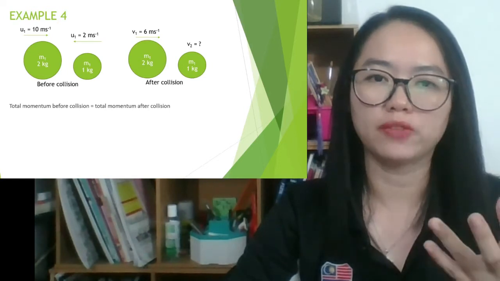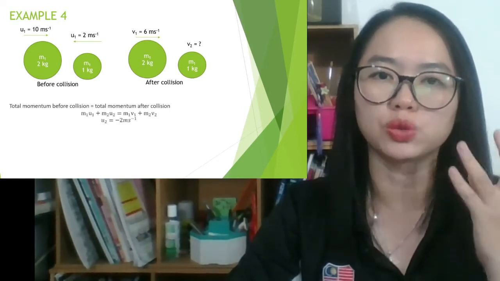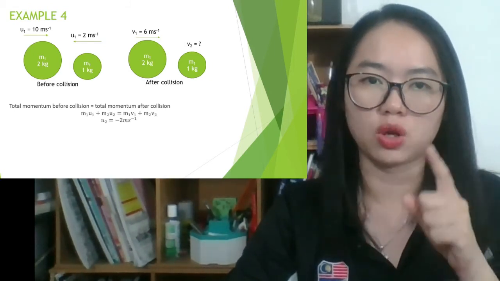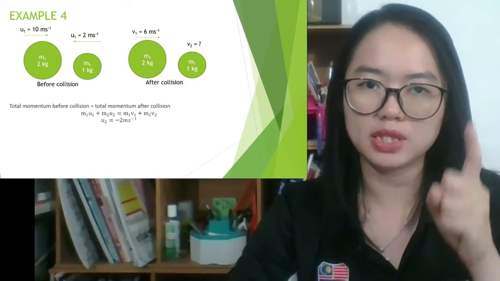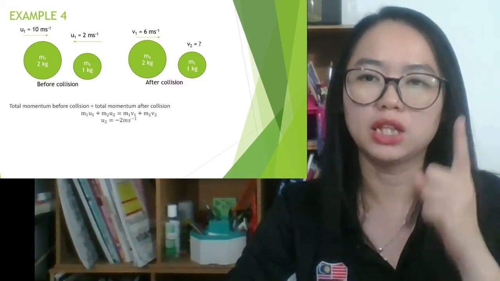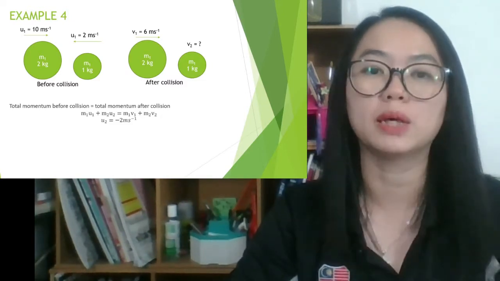So how do you write the formula? The formula is like this: m1u1 + m2u2 = m1v1 + m2v2. Now we have to take into consideration the second ball. You see, the ball with 1 kg is moving to the left. That's why the velocity becomes u2 = -2 meters per second.